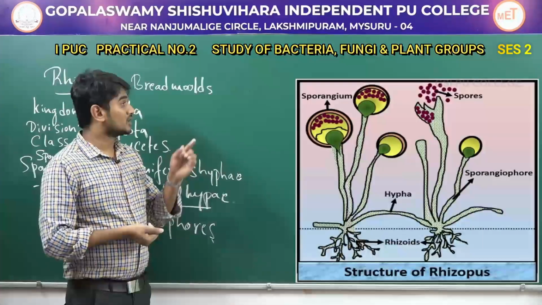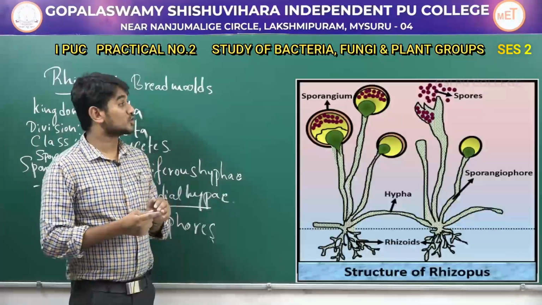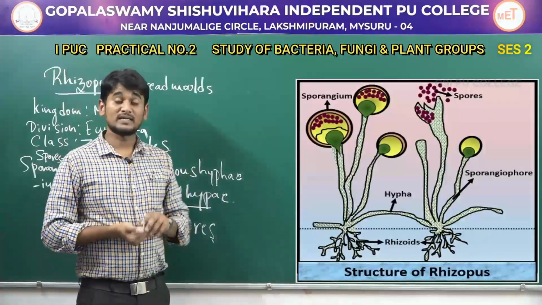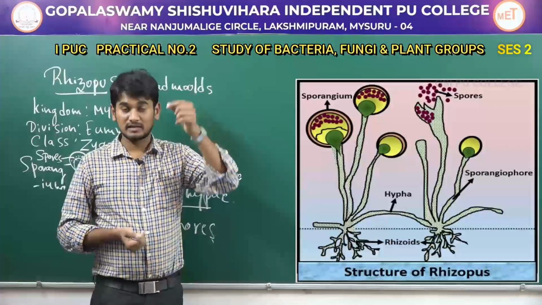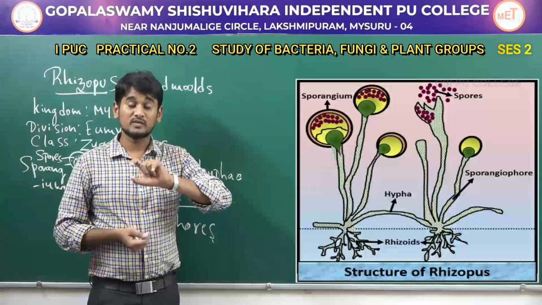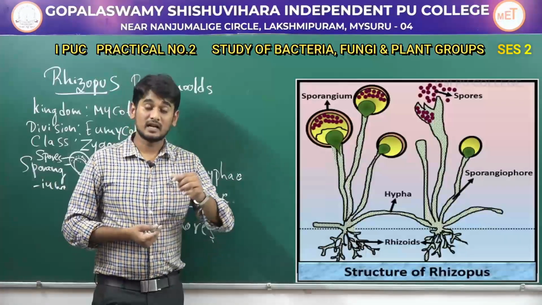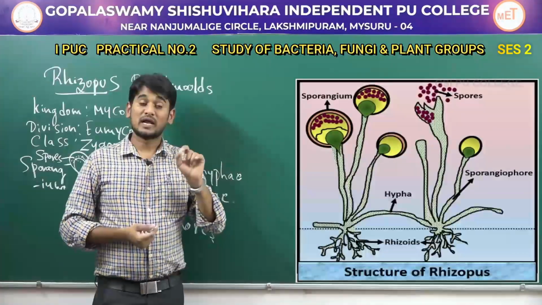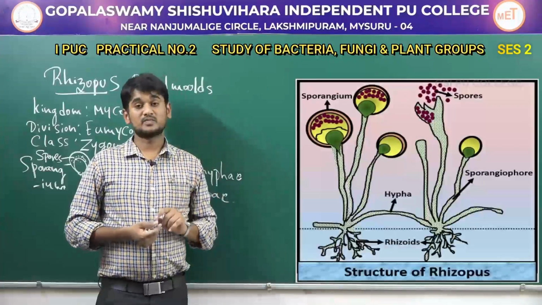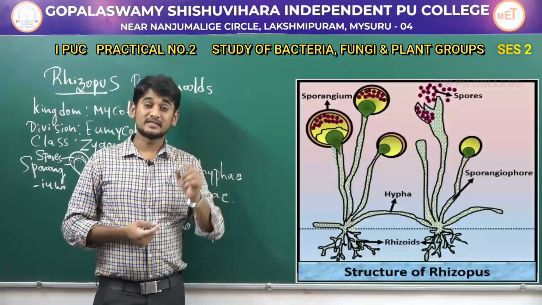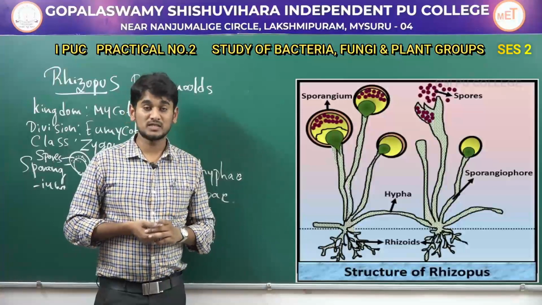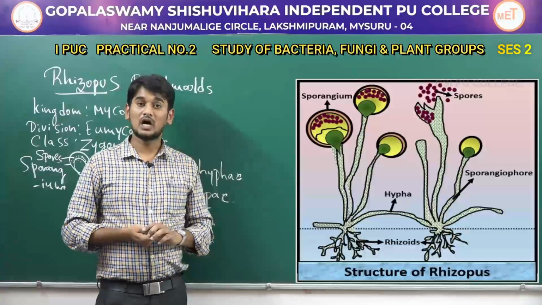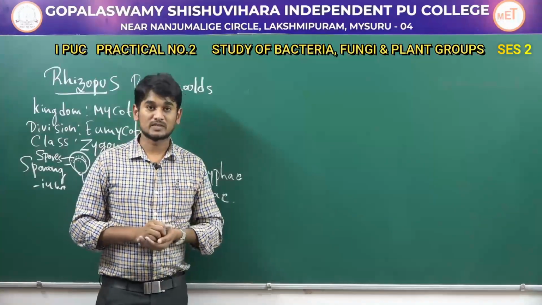Rhizopus is commonly called bread mold, and the thallus shows an interwoven mass of hyphae that is called mycelium. There are two types of hyphae: stoloniferous hyphae and rhizoidal hyphae. The stoloniferous hyphae grow parallel to the surface, and the rhizoidal hyphae grow vertically and bear a number of sporangiophores, and each sporangiophore bears a sporangium. Inside the sporangium are a number of spores. The spores are covered by a capsule or dome-shaped structure called columella. This is all about Rhizopus.